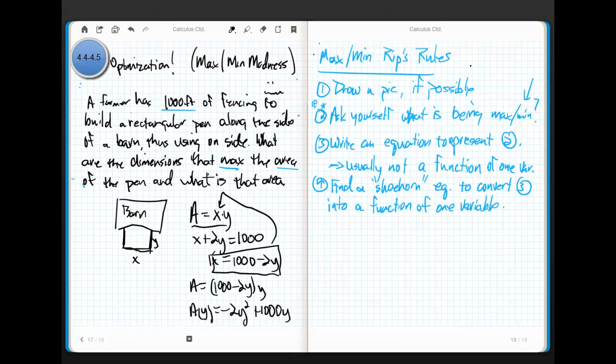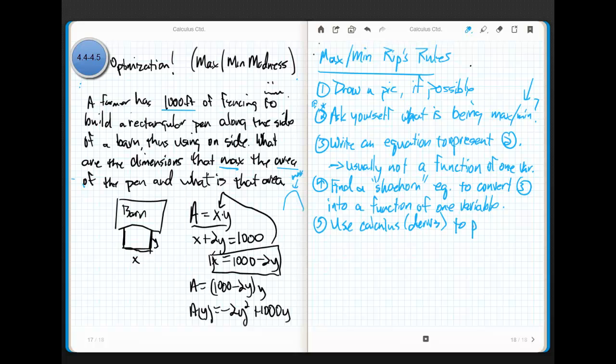Piece of cake. Now, remember back in the day, back in Algebra 2, when we didn't have calculus, we looked at this thing and we said, okay, it's a parabola. The area as a function of y could be expressed as a parabola, and that parabola opens down. So I have a max value here. Guess what? Those days have come and gone. Now what we're going to do is use calculus, i.e. derivatives, to prove the existence of maxes and mins.